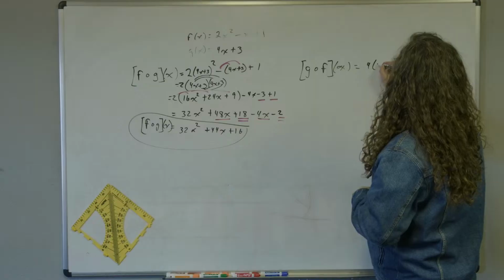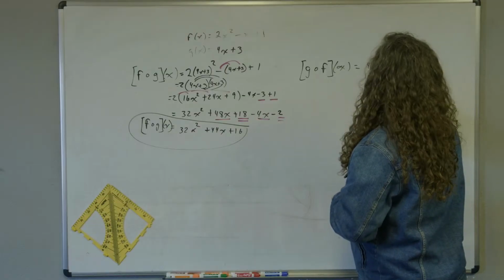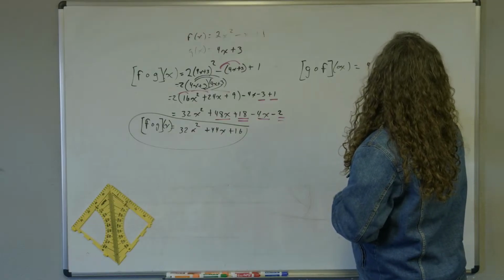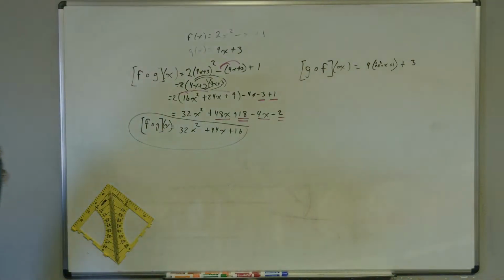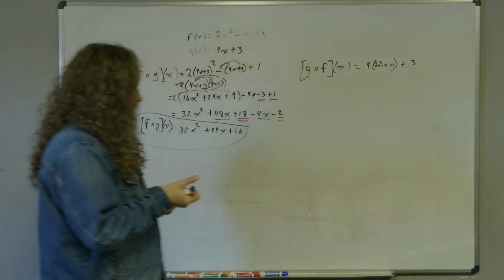I don't know if I gave me enough space, but let's see what happens. 2x squared minus x plus 1. Look, Mom, I did it. Now what? Distribute the 4. Indeed.